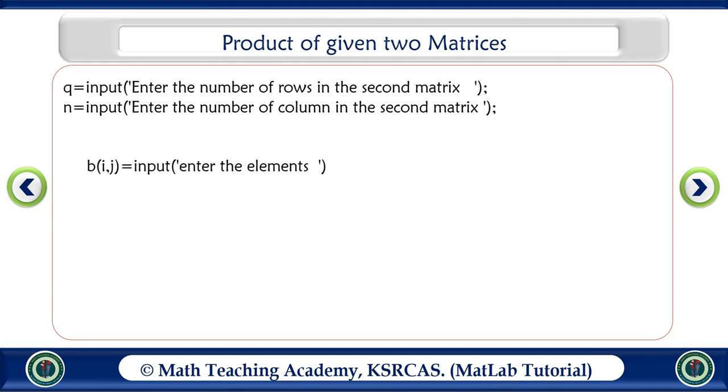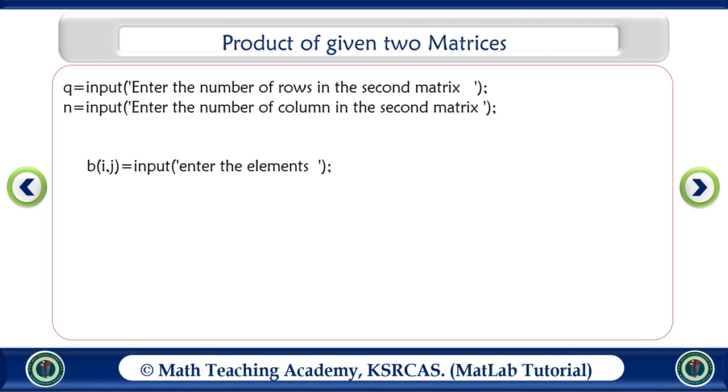Now we are going to receive the elements of the second matrix. This is achieved by the command b of I comma j is equal to input enter the elements. This command will display the text enter the elements and wait for the user to enter some numeric value. After the numeric value has been entered, it will be stored in the variable name b of I comma j.